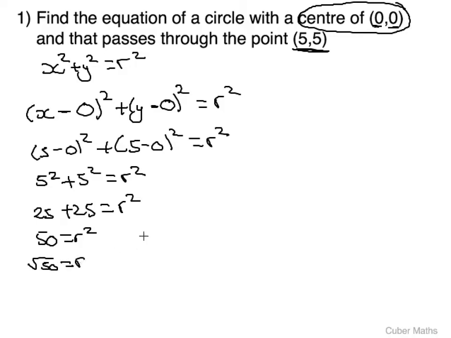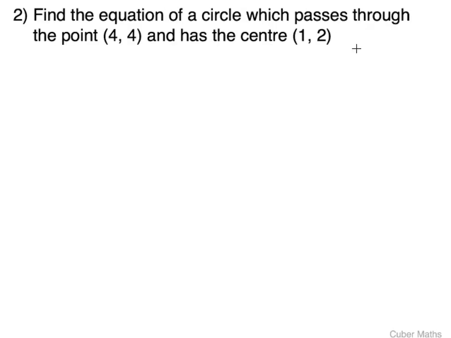Meaning that the square root of 50 is equal to r. So then to write it back into the form of the equation, we're going to have x squared plus y squared, because the centre of our circle was 0. So here when we put in minus 0, it just cancels out, so we can ignore that, is equal to root 50 squared.